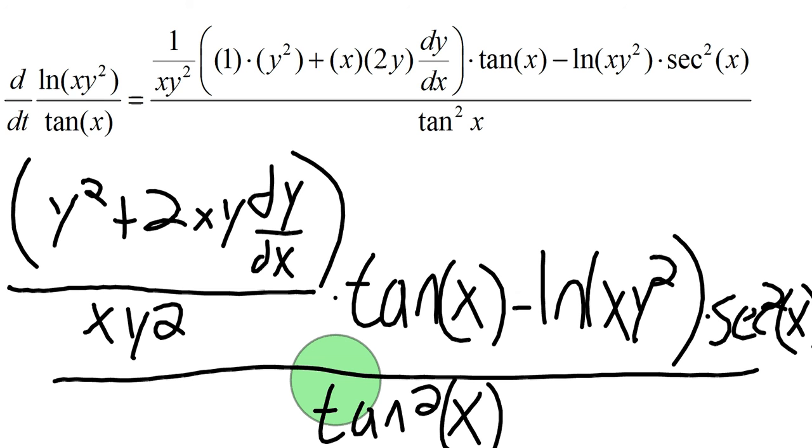Lots of stuff going on there. Quotient rule, chain rule, implicit, product rule even. If you have any questions about this, let me know.